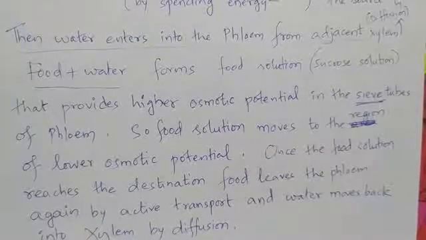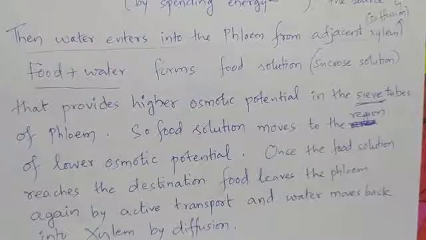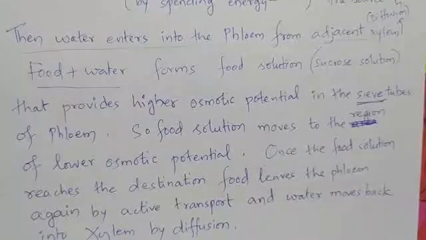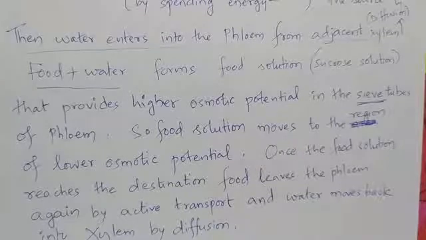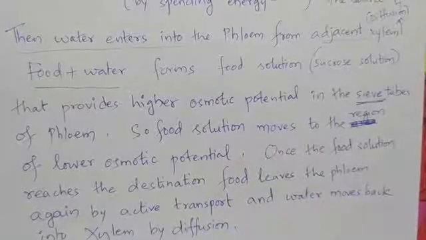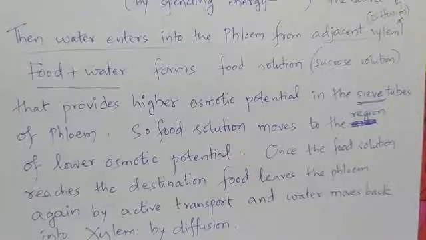Once the food leaves the phloem, whatever water is present will move back into the xylem. And how does the water enter the phloem? By simple diffusion. And how does the water exit from the phloem? Again by the diffusion method only, right?